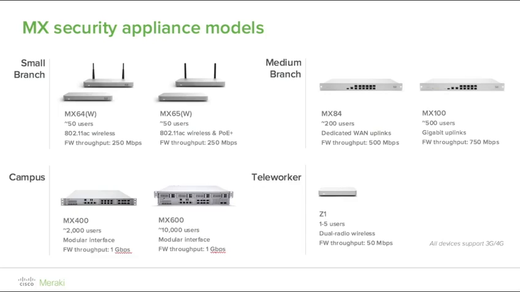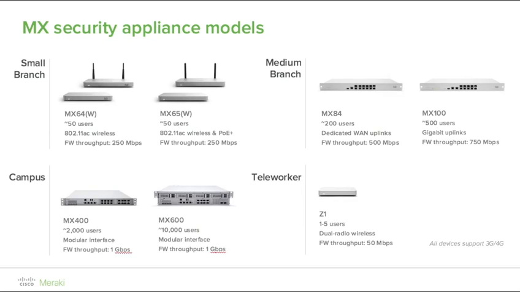The MX65 adds to the feature set of the 64 by adding 2 PoE Plus ports and increasing the overall number of gig interfaces from 5 to 12. Both the MX64 and the MX65 come in a W designation for wireless. The built-in wireless features 802.11ac with up to 1.2 gigabits per second throughput and 4 separate SSIDs. They're both capable of 250 megabits of firewall throughput, 100 megabits of VPN throughput, and are recommended for installations of up to 50 users. They're a great branch-in-a-box solution.